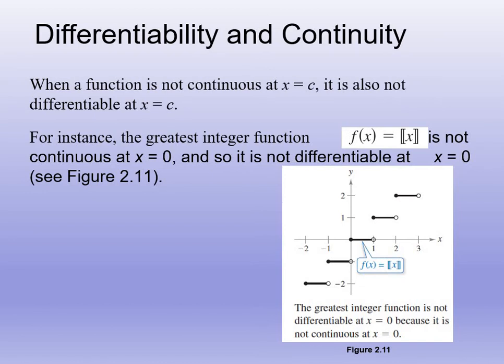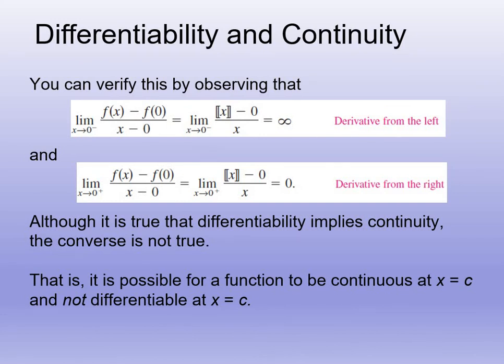So for instance, right here, the greatest integer function is not continuous at 0. So that tells us it's not differentiable at x equals 0. So this is where we have to make sure when something's not continuous at a point, we cannot take the derivative at that point. So that's what we really need to understand. If it's not continuous, it can't be differentiable there. So we can verify, if we actually substitute it into the algebra, we can see that the derivative from the left is not the same as the derivative from the right. So we can conclude that it is not differentiable.